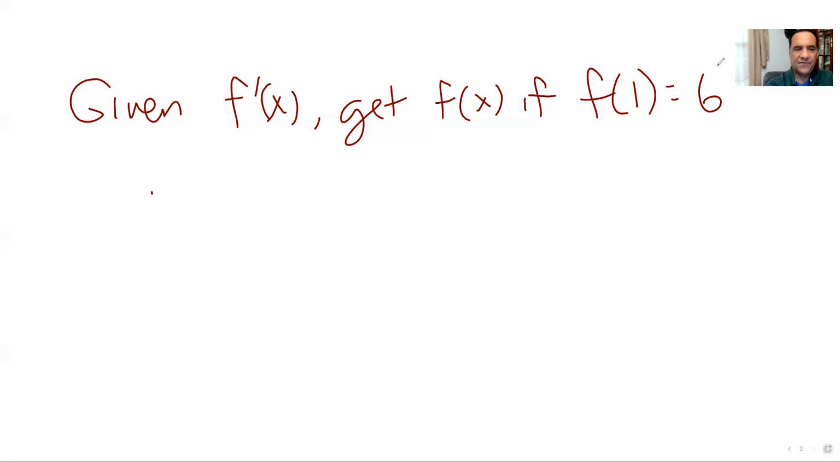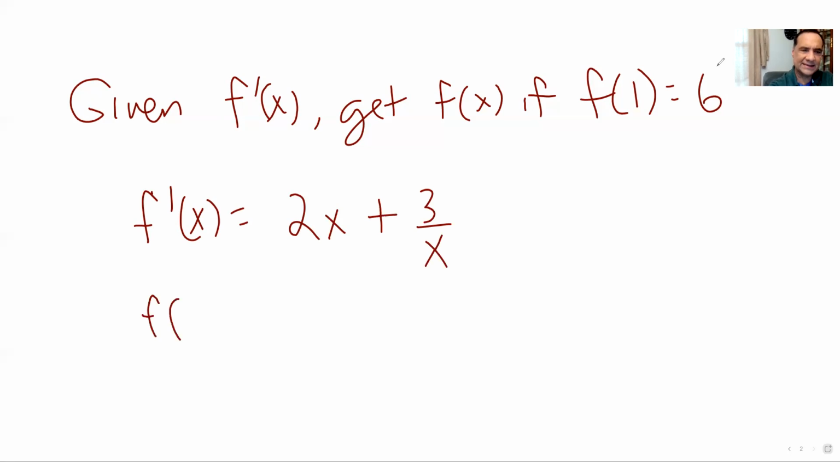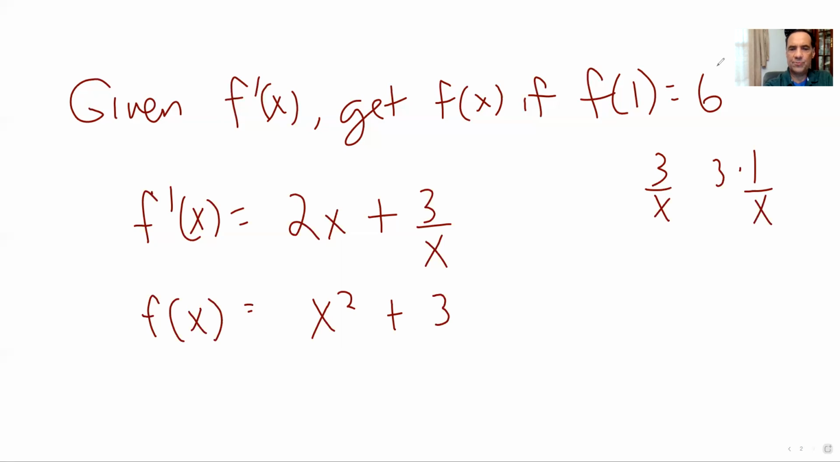So let me pick a different situation here. Let's say the function was actually f prime of x equals 2x plus 3 over x. So what you're going to realize is f of x is going to be x squared. Now, you might recall 3 over x is also known as 3 times 1 over x. And you're also going to recall that 1 over x was the derivative of natural log. So we're going to go ahead and write 3 ln of x.